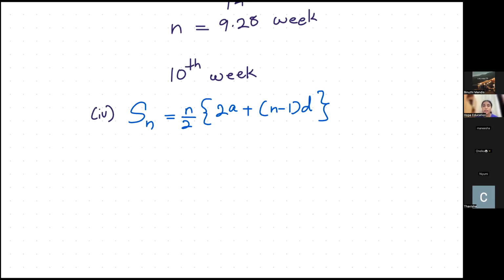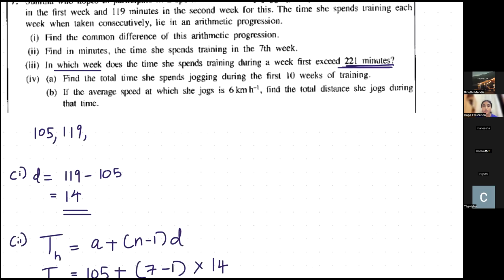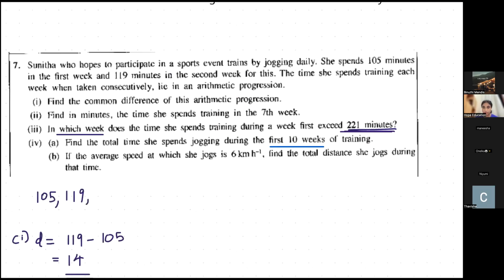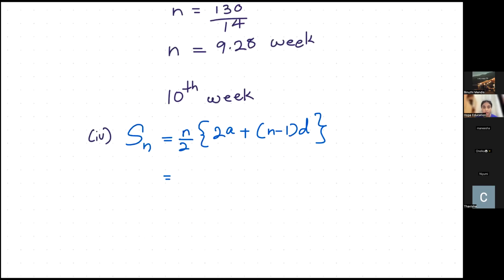So they are asking about the first 10 weeks of training. So n should be 10. The sum of the first 10 weeks is what they are asking. 10 divided by 2, 2 times a, the first term, again 105.